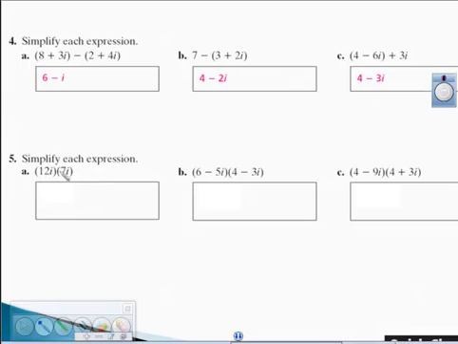Alright, so over here, we have 12 times 7, which is going to give us 84. Then we have i times i, which is i squared. i squared equals negative 1. So we have 84 times negative 1, which would give us negative 84.